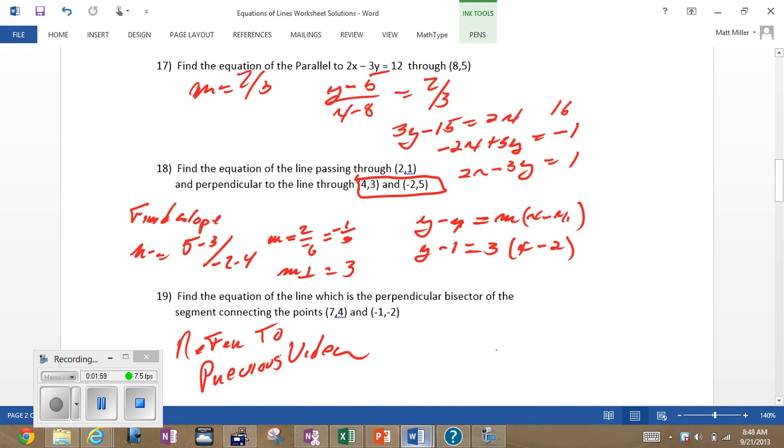17. So the equation of a line parallel, so if it's paralleling, it has the same slope. In this form, we know the slope is 2/5, and we know we've got to go through 8, 5. So we use the modified point slope form. Y minus 5 over x minus 8 is equal to the slope. Cross multiply, and it doesn't take a whole lot of work to get it to the standard form.